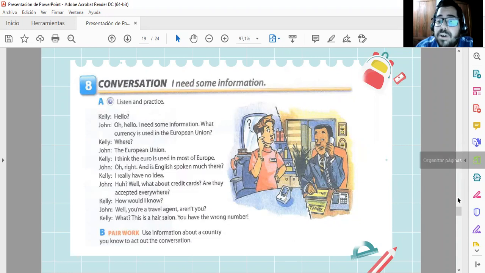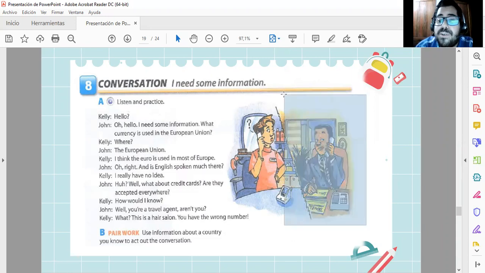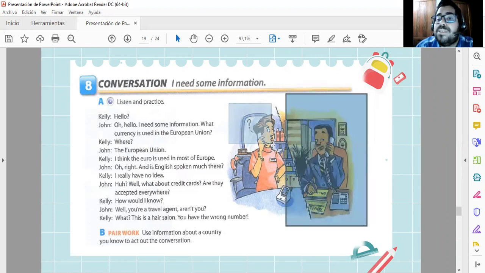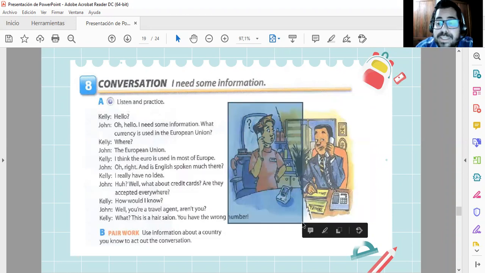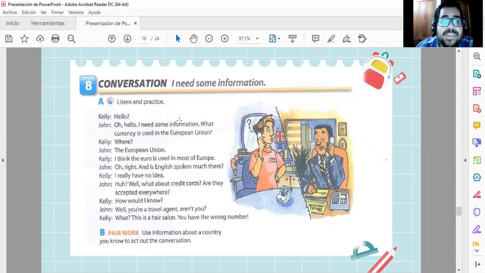So the guy was calling, guys, to get some information for his traveling, and he was calling a hair salon. That's crazy. Okay, teacher, you're telling me that the passive voice exists in present simple. Yes, guys, and take a look over here. What currency is used? Before it was "was used," now it is "is used" because it is in simple present. That's right.